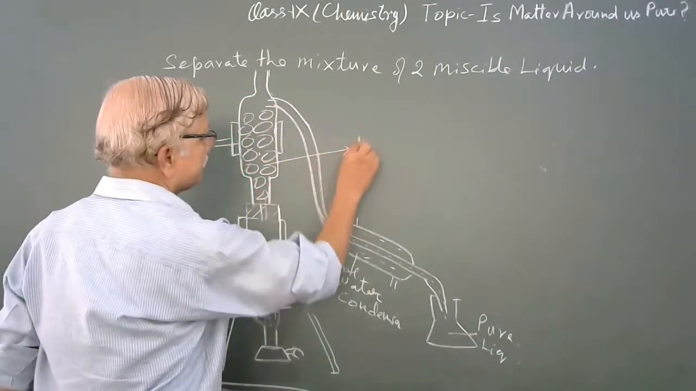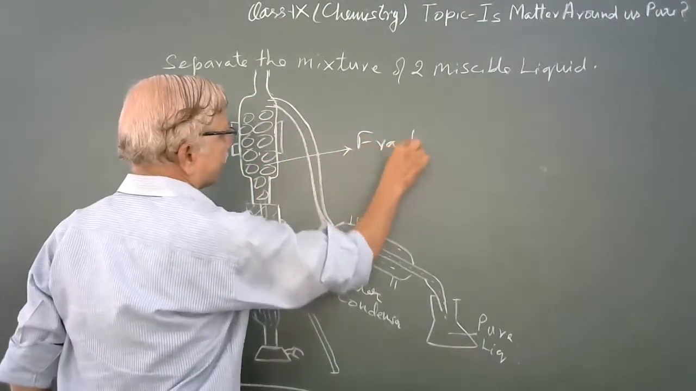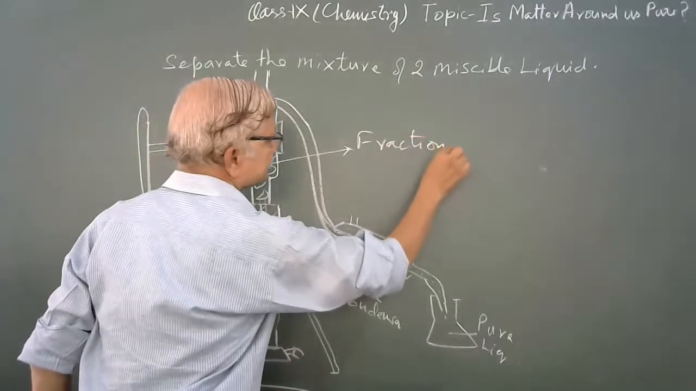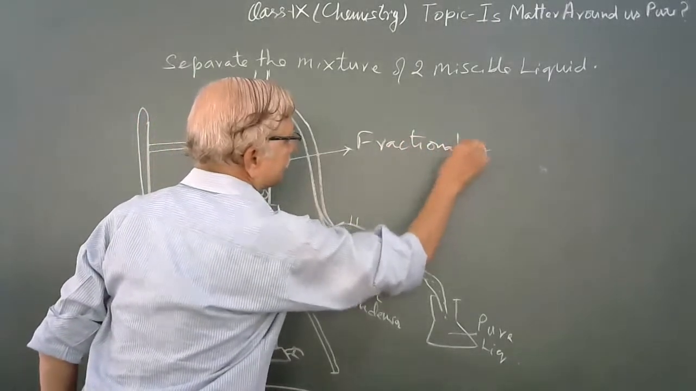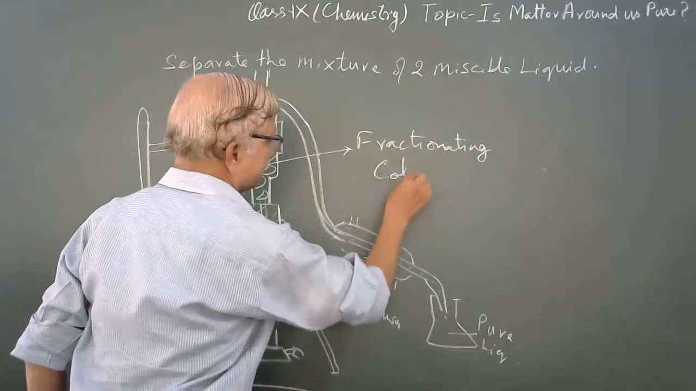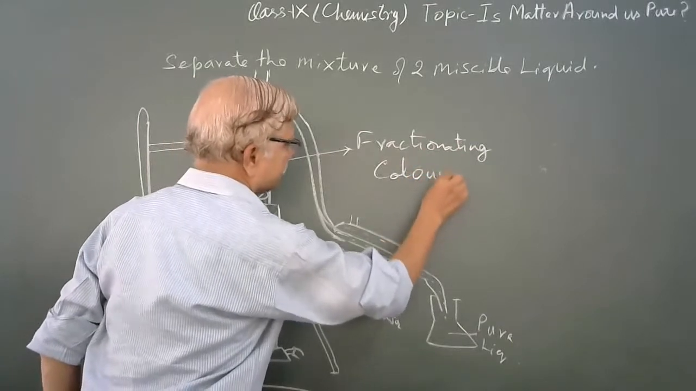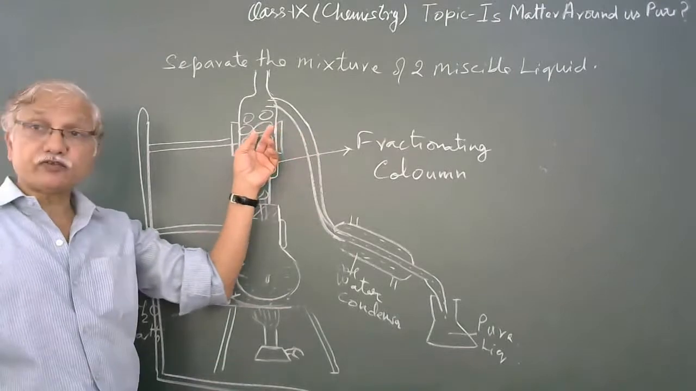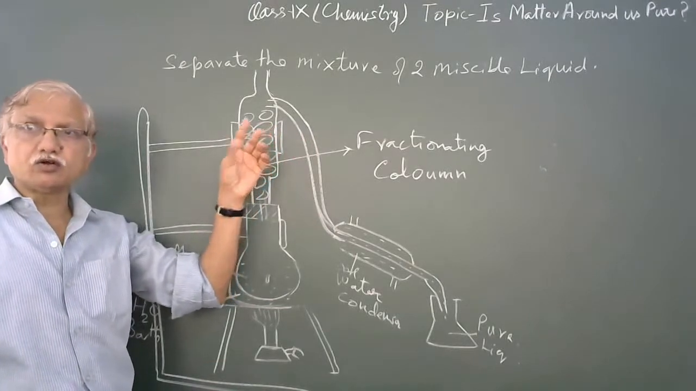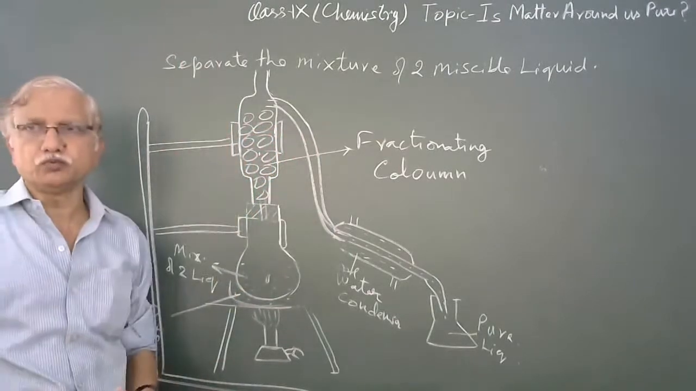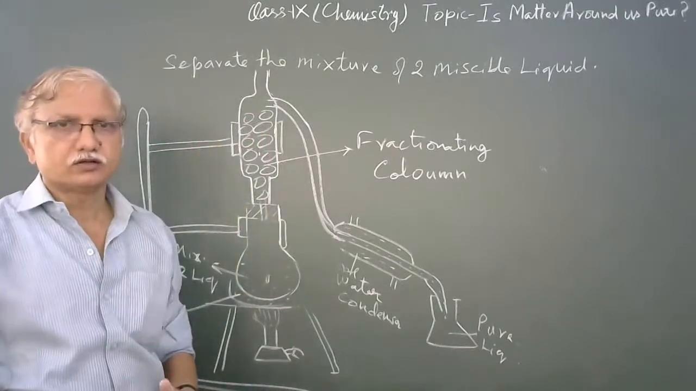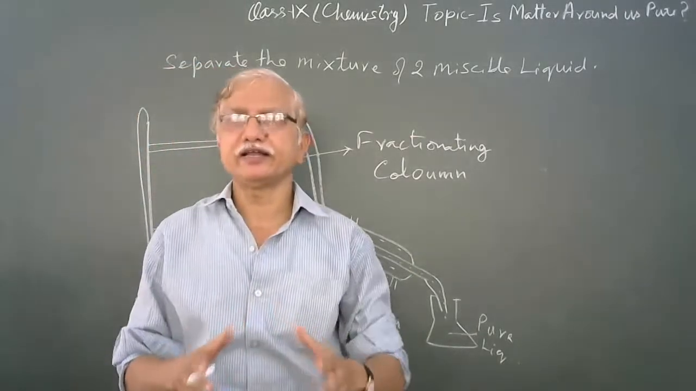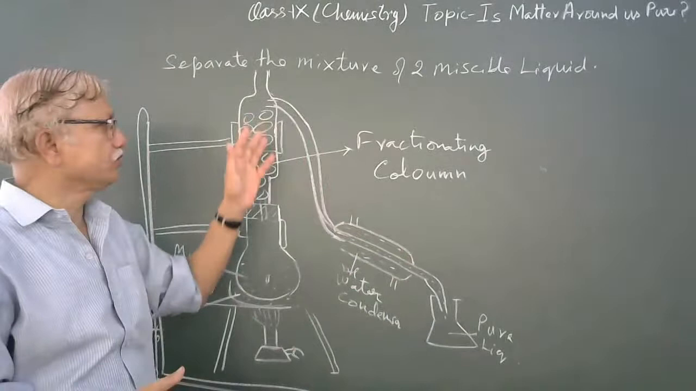that is called fractionating column. क्या है इसका? Fractionating column. Fractionating column. So what is this fractionating column? This fractionating column is a long tube. It may be horizontal, it may be vertical. Generally here we are using a vertical tube.